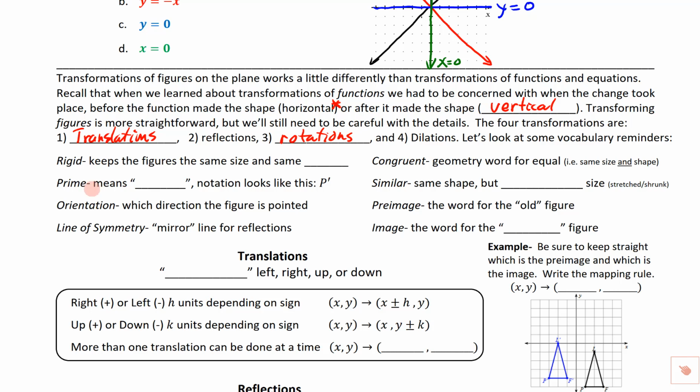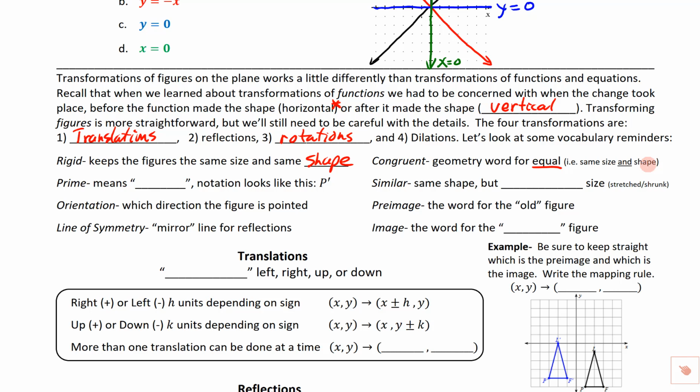So it says rigid. Rigid keeps the figures the same size and the same shape. So it doesn't really change anything. It might just move it around or flip it over or something like that. And that brings us to the next word. Congruent is the geometry word for equal. So equal is the word we use to refer to numbers. If we're talking about shapes that are exactly the same, then we use the word congruent. And when we say they're congruent, what we mean is they're literally the same size and the same shape.